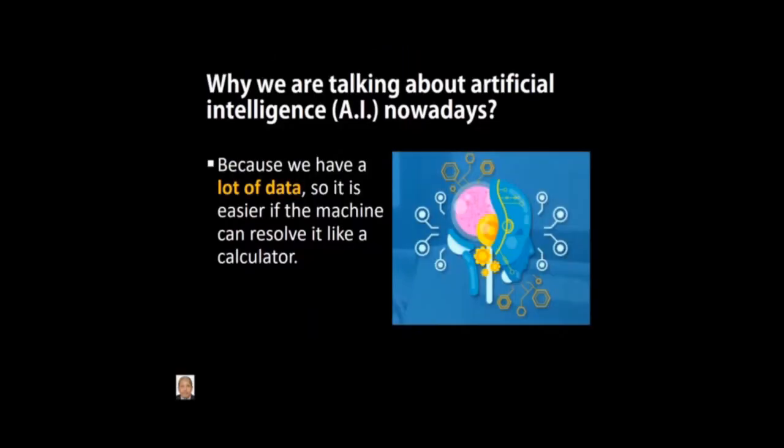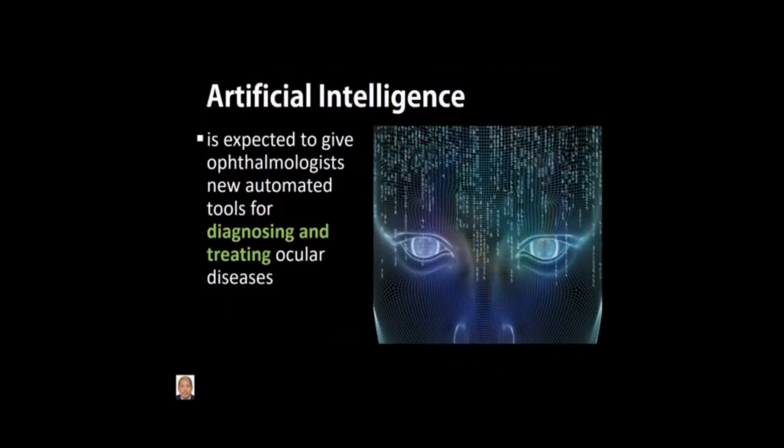Why are we talking about artificial intelligence nowadays? We are talking about artificial intelligence because we have a lot of data, so it is easier if the machine can resolve it like a calculator. Artificial intelligence is expected to give ophthalmologists new automated tools for diagnosing and treating ocular diseases.